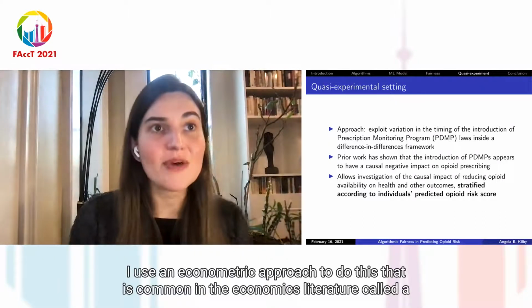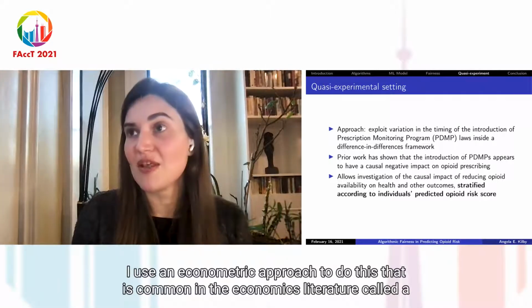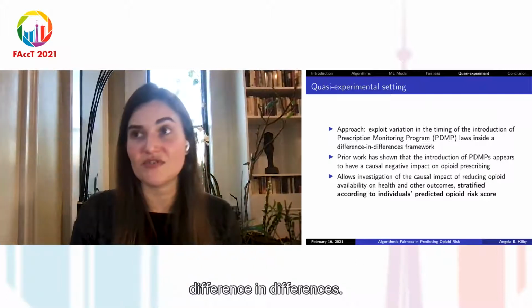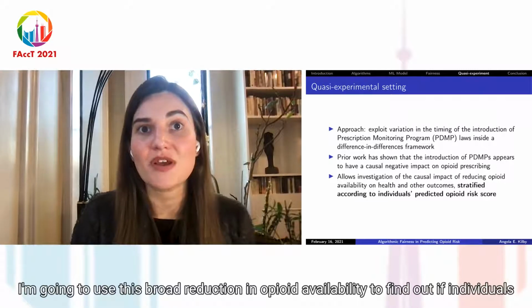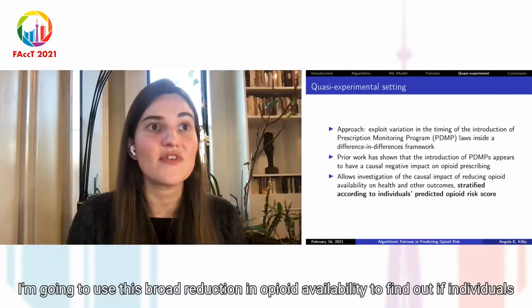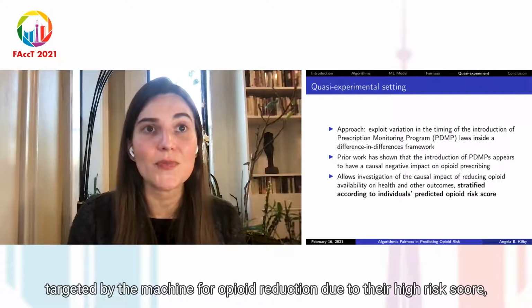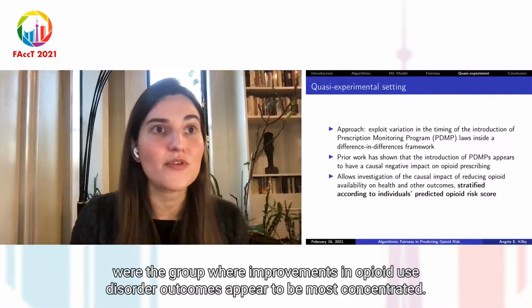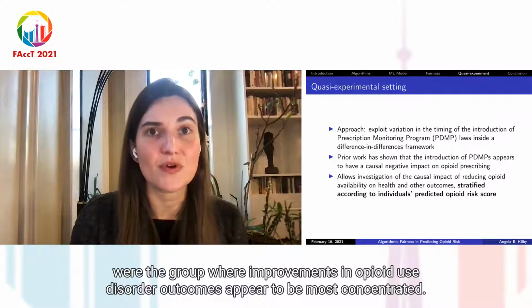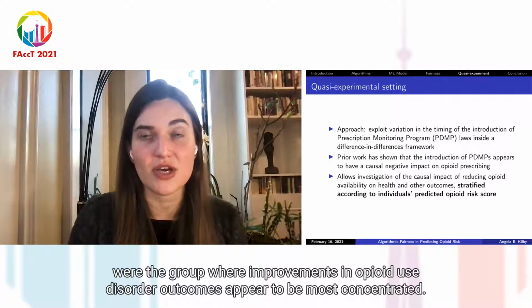I use an econometric approach to do this that is common in the economics literature, called a difference in differences natural experiment. I'm going to use this broad reduction in opioid availability to find out if individuals targeted by the machine for opioid reduction due to their high risk score, in fact, were the group where improvements in opioid use disorder outcomes appear to be most concentrated.